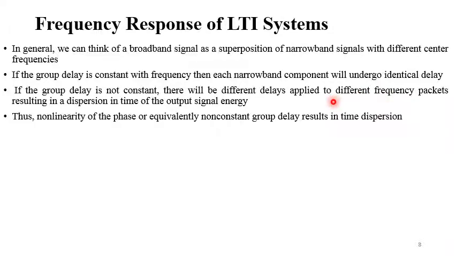So if the group delay is different, it will result in dispersion in time of the output signal energy, right? That's why we want the group delay to be constant. So we can say that non-linearity of phase, or equivalently non-constant group delay, results in time dispersion.